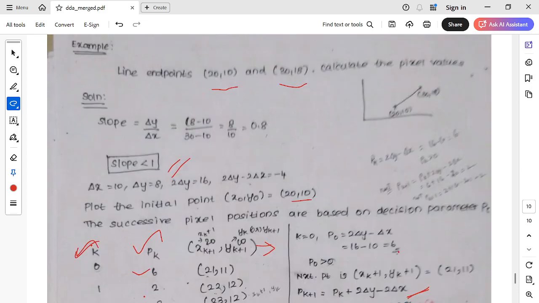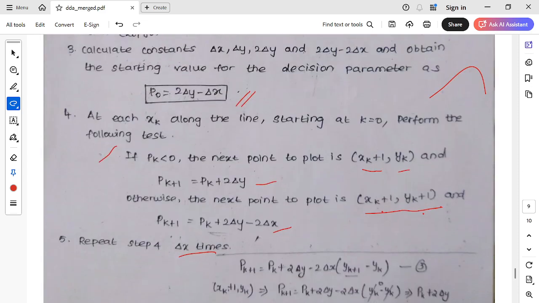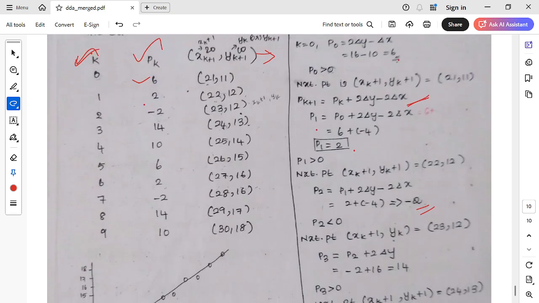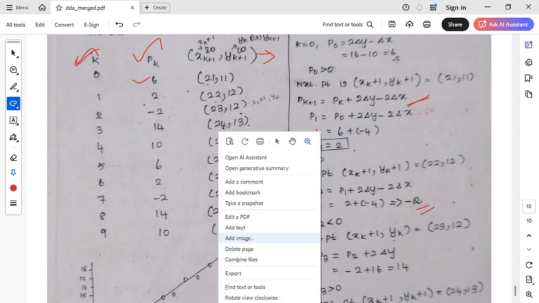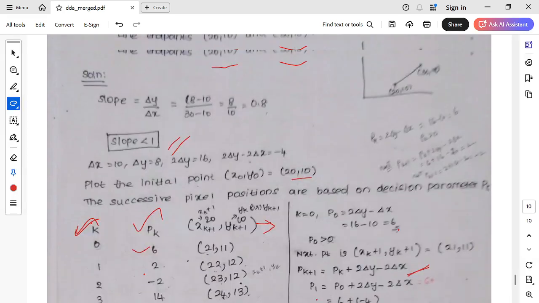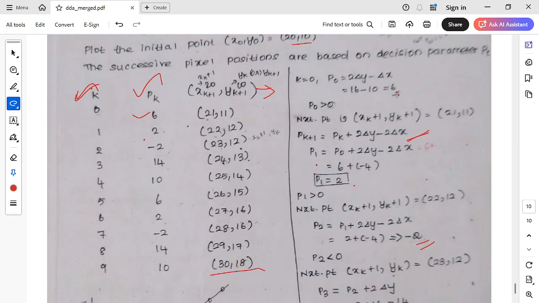In the algorithm, you can see you're going to repeat this step 4 until delta x times. What is the value for delta x? 10. So at the 10th iteration, starting from 0 to 9, you will be getting the endpoint. What is the endpoint here? 30 comma 18. At the delta x times, at the 10th iteration, you should get this endpoint. If you are getting this endpoint, it means that your answer is correct.